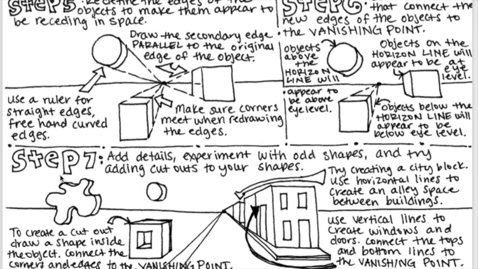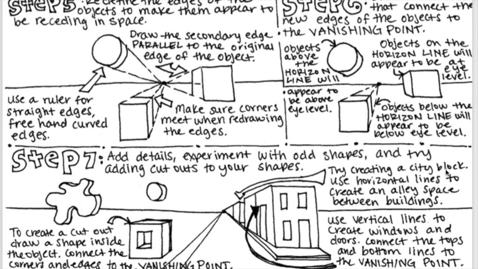Step 7 says add details, experiment with odd shapes, and try adding cutouts to your shapes. And they've got one of their odd shapes here, which you can practice in prompt A. They've got a cutout they practiced here that you can also practice in prompt A. It says to create a cutout, draw a shape inside the object. Connect the corners and edges to the vanishing point. So they're talking about these corners here, and there's that repeating of the edge. Whatever happened in front here happens in the back. That's how they make that cutout.